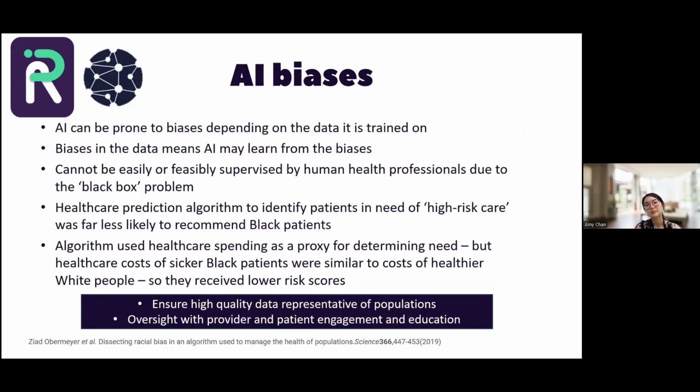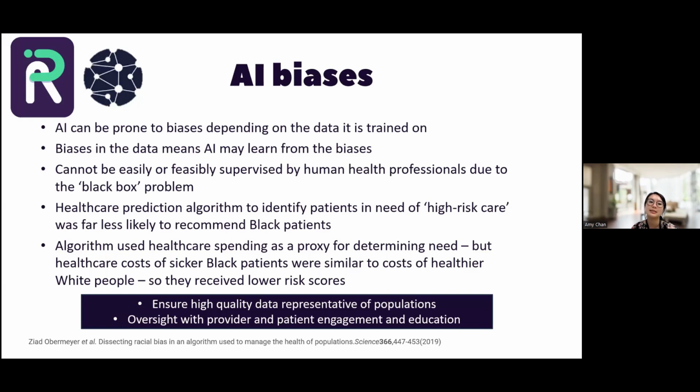At the same time, around harm, there's AI biases. There's quite a lot of literature and research that has already been done to show that AI algorithms can potentially be biased because it depends a lot on the data it's trained from. Because if there are biases in the data, as we said, if the data is not high quality, then AI will learn from the biases. And it makes it very difficult because of the black box nature of AI. It's very difficult for human health professionals to easily or feasibly supervise what goes into these AI algorithms.